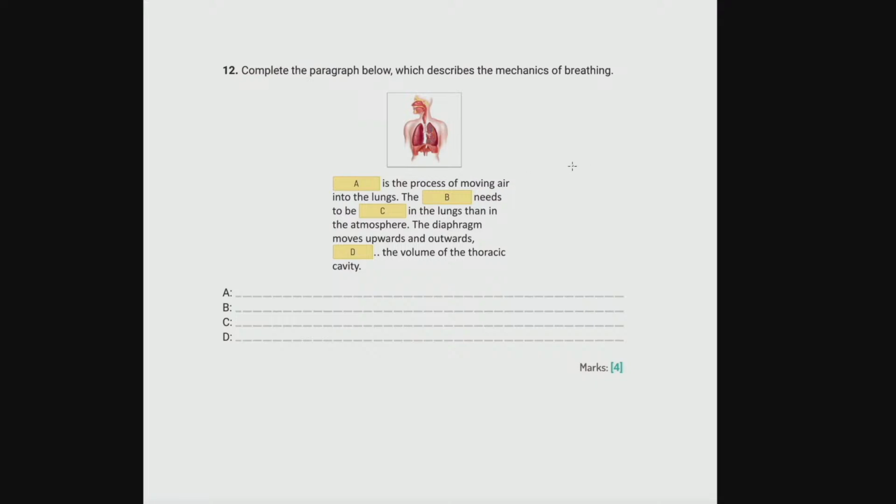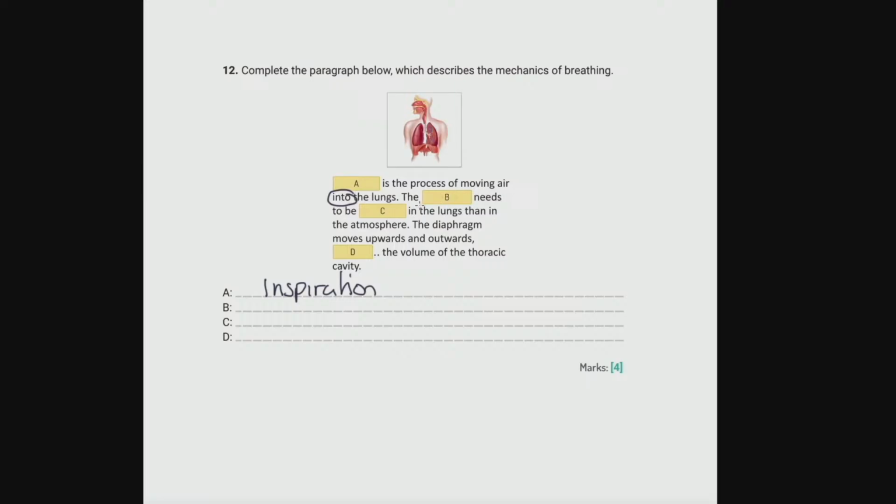Now, let's just go to question 12 of the National Mock Exam 2024 and see. We've got something as the process of moving air into the lungs. Well, that by definition, folks, has to be inhalation. I'm going to call it inspiration. You can also use the term inhalation, breathing in. Okay, that's what we mean by A.